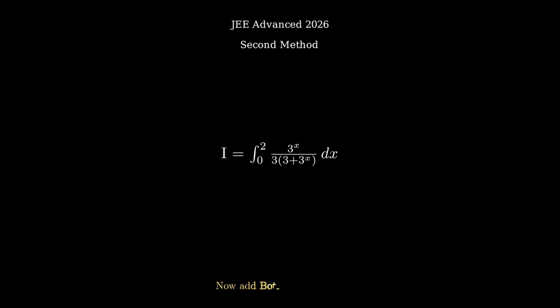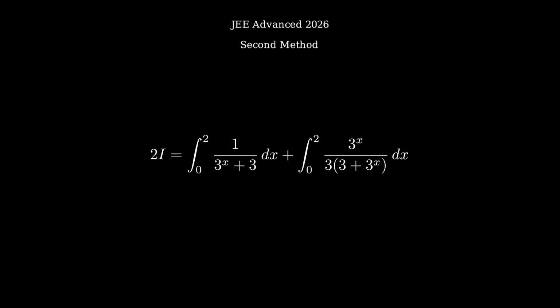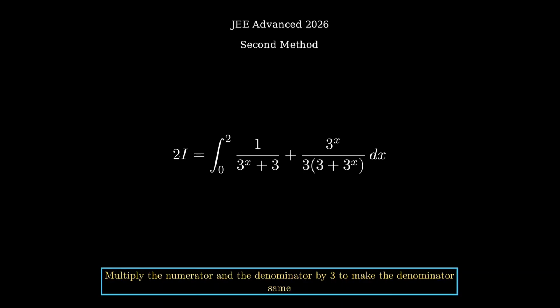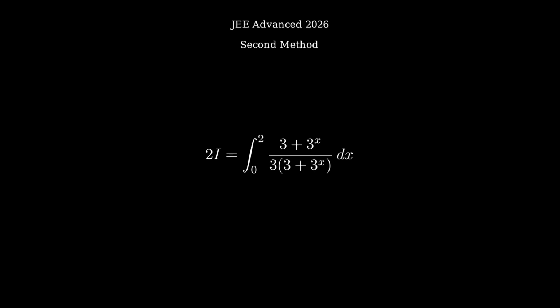Now add both the integrals, the I that we took earlier and the one that we simplified just now. Now just multiply the numerator and the denominator by 3 to make the denominators the same. Here 3 plus 3 to the x cancels, and we are just left with the integral of 1 upon 3 dx, which easily becomes 1 by 3 x, and by putting the limits we get 2 by 3. As we have 2I equals 2 by 3, divide by 2, so we get 1 by 3 as our final answer for the second method.